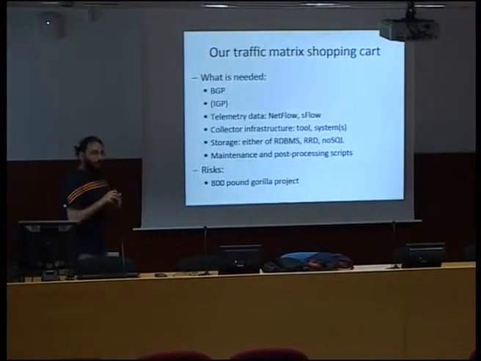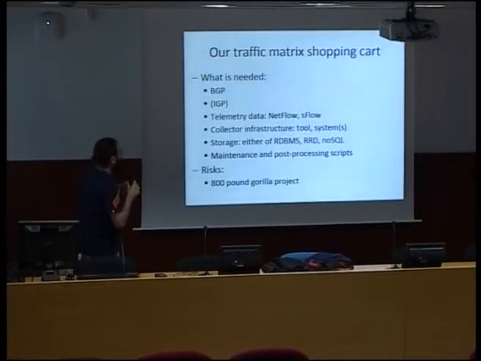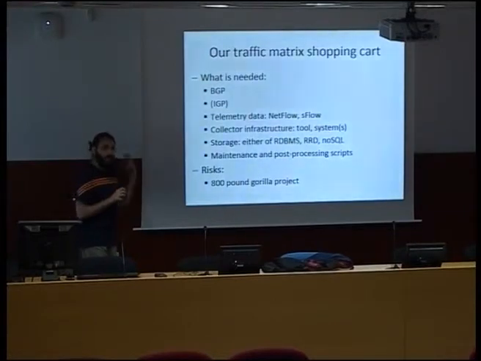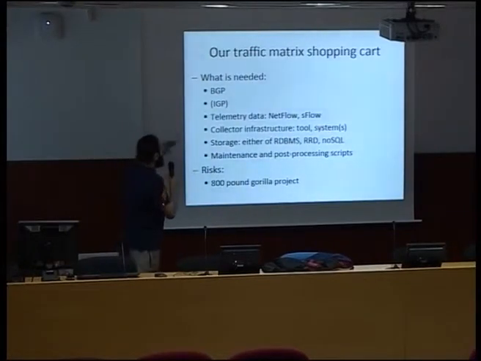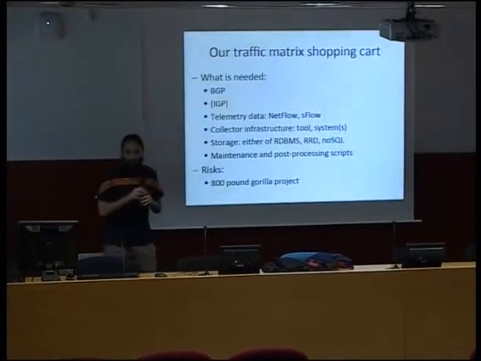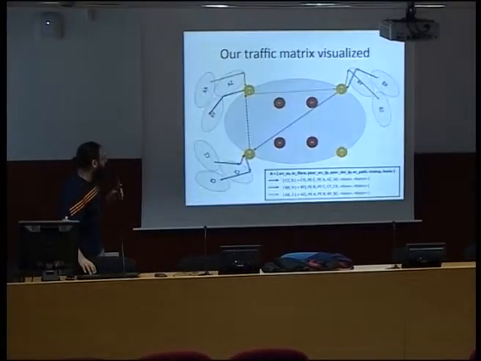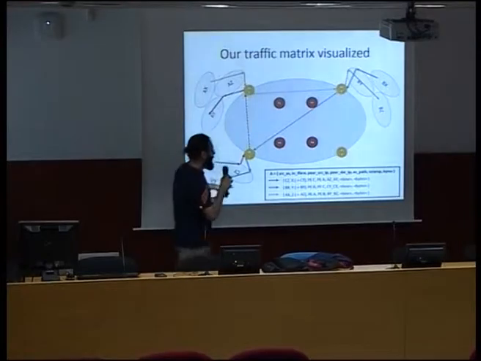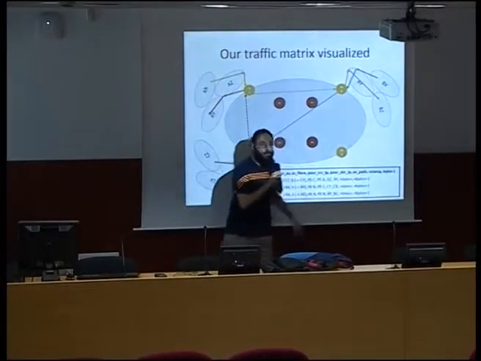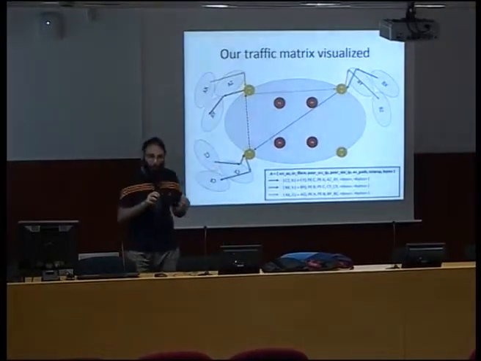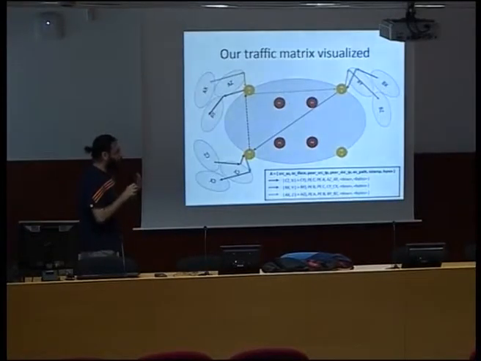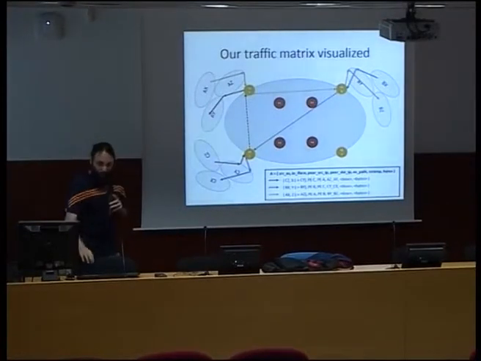And then we do a shopping cart, right? Because once again, we have our generic models of traffic matrices, but let's see what we need to build our traffic matrix, not a generic one. So we need BGP, and why do we need BGP? Because, for example, we see over here that we have AS path as a primitive which we want to track in our traffic matrix. So let's say we need BGP.